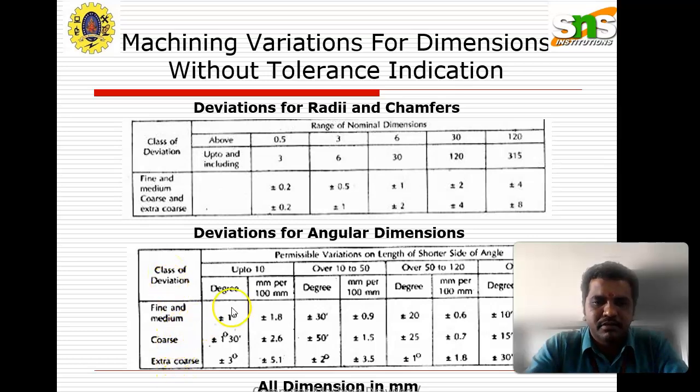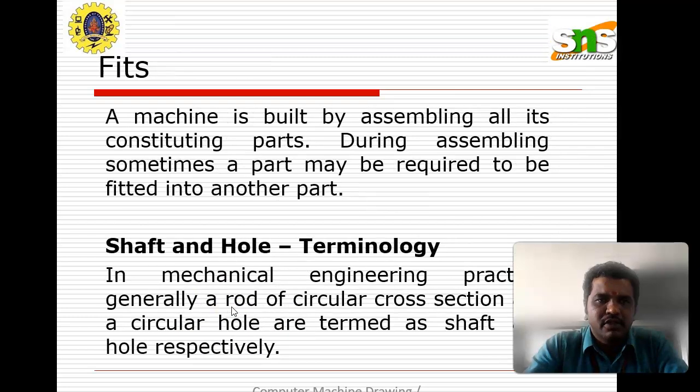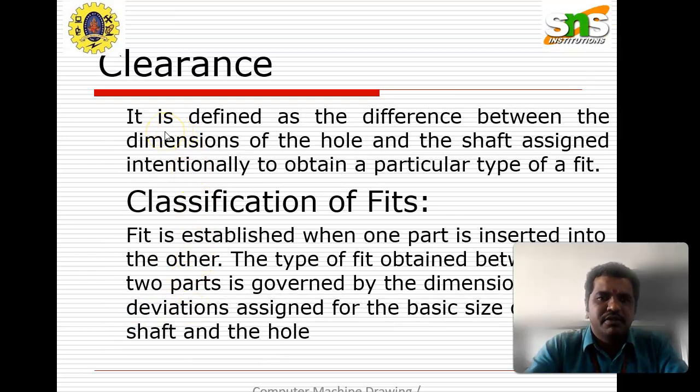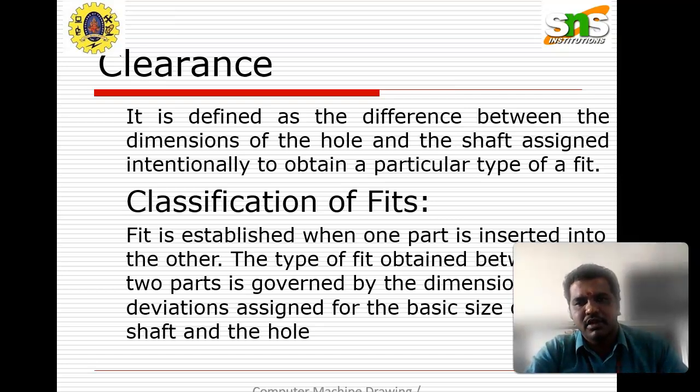Now, fits. The machine is built by assembly of all its constituent parts. During assembling, sometimes a part may be required to be fitted into another part. That is the definition of a fit. Regarding shaft and hole terminology in mechanical engineering practice, a rod of circular cross section is termed a shaft and a circular hole is termed a hole. Clearance is defined as the difference between the dimensions of the hole and the shaft, assigned intentionally to obtain a particular type of fit.